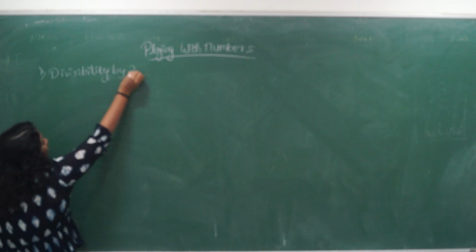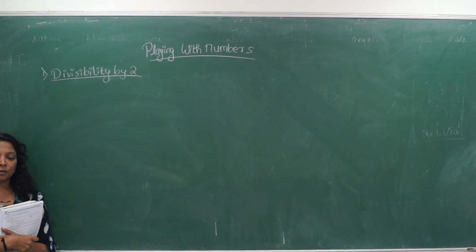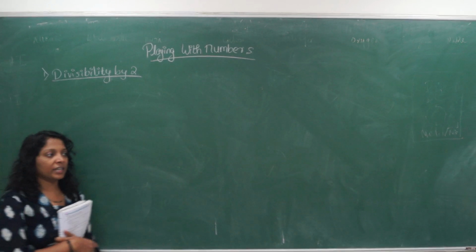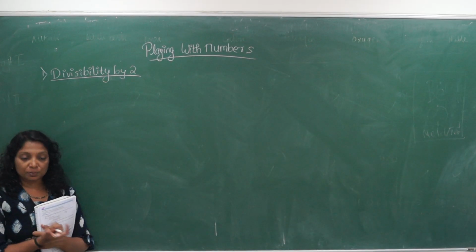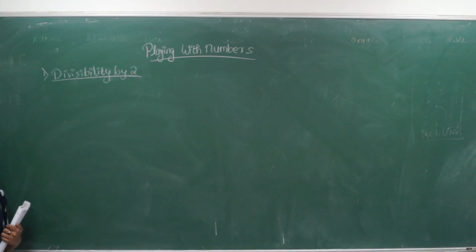Divisibility by 2. I think you all know this one. A number is divisible by 2. How can you determine whether a number is divisible by 2? So basically, if it is an even number, how can you say that the number is an even number? The number at the units place will be even, right? So a number is divisible by 2.